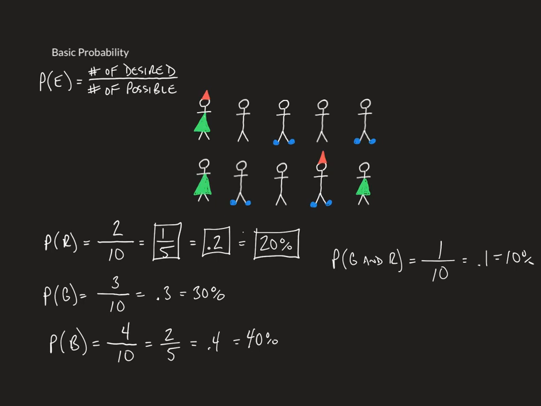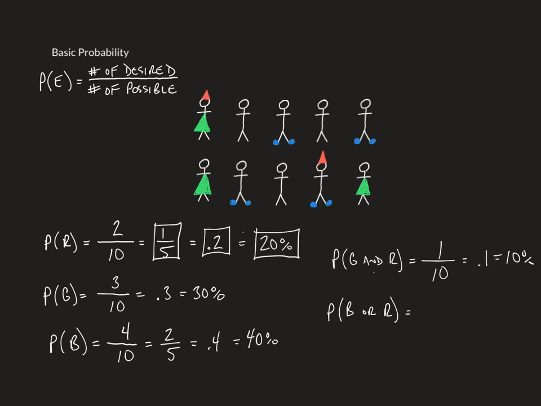Again, I could say, what's the probability of selecting a person at random here who has blue shoes and a red hat? And in that case, it would be the same, right? Because I only have one person here who has blue shoes and a red hat. But now I'm going to change up my phrasing, and I'm going to say, what's the probability of selecting someone who has blue shoes or a red hat?